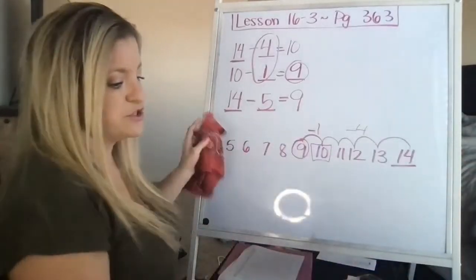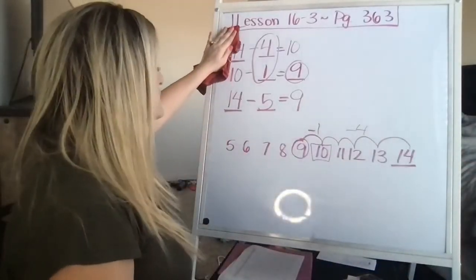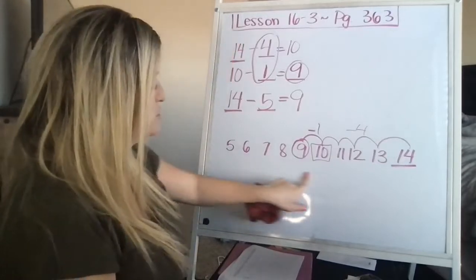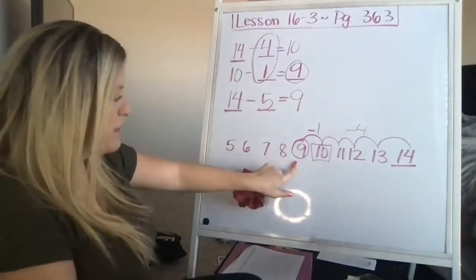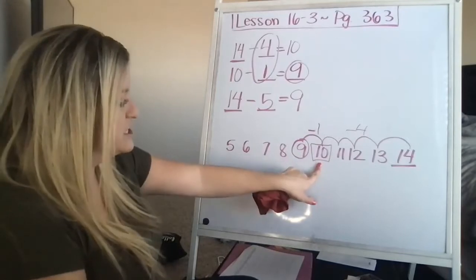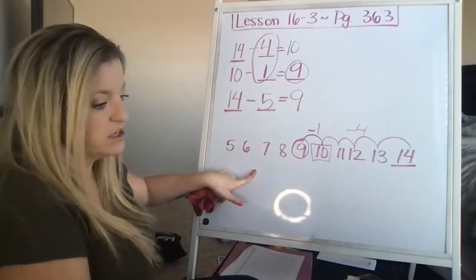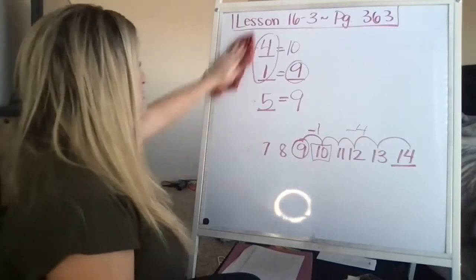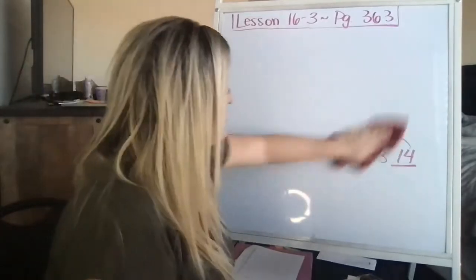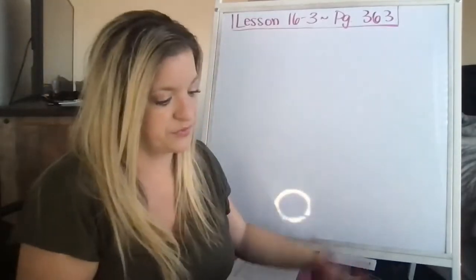Number 1 says, how is your way like model it? How is it different? I got the same answers. I used a number line, but I hopped all the way back 5. I didn't stop at 10. I just kept going. So that would be how mine was similar, but also how it was different.